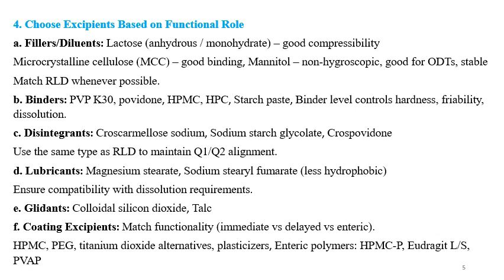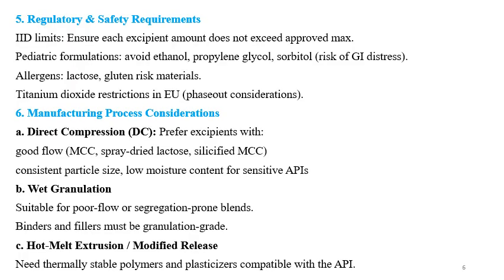Coating excipients can be used based on the formulation design to meet the release profile like immediate release, delayed release or enteric release, or enteric coating. HPMC, PEG, titanium dioxide alternatives along with different plasticizers can be used. Enteric polymers like HPMC phthalate, Eudragit and PVP can be used. So always select the excipients based on your RLD and the excipients available in the reference formulation.